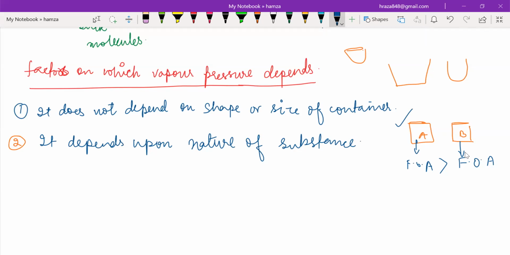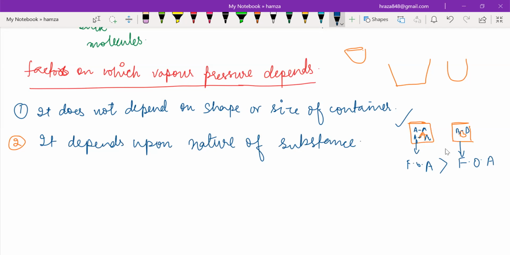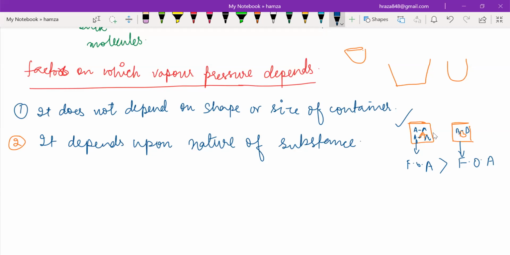Just see, in this container there are particles of A, and the force of attraction between the A particles is very high as compared to the B particles. B, sir, because the force of attraction is less, so they are not tightly together. They will evaporate. That means the bond between the B particles will break easily, and it will evaporate easily as compared to A. Are you getting my point? Yes, sir.